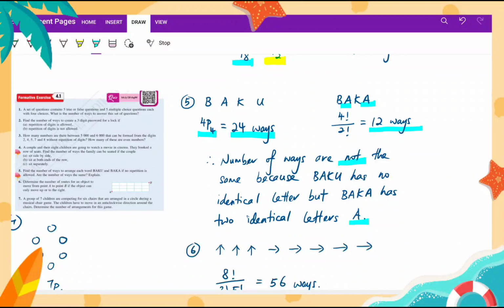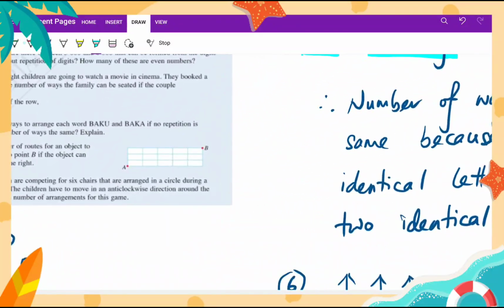Question number 6. Determine the number of routes for an object to move from point A to point B if the object can only move up or to the right. Now, for this question, no matter which route you are using, alright, we try 2 routes. I can go this way, up, up, up, and then turn all the way right. Alright, this is one way. Or I choose another route. I go right, up, right, right, up, right, right, up.